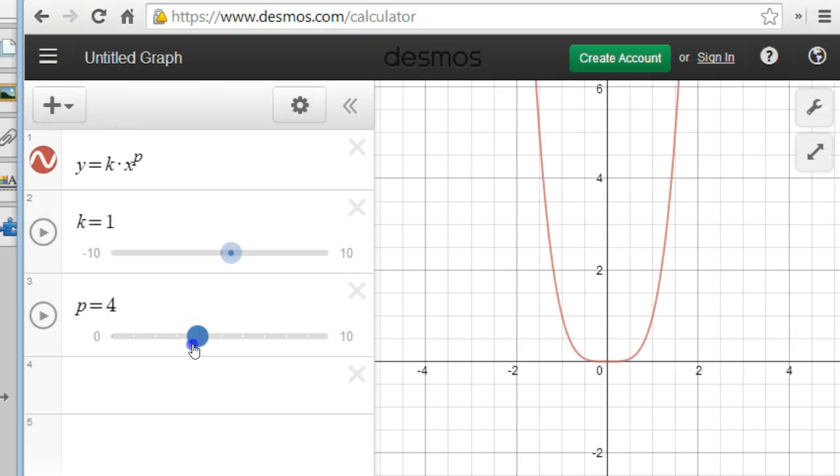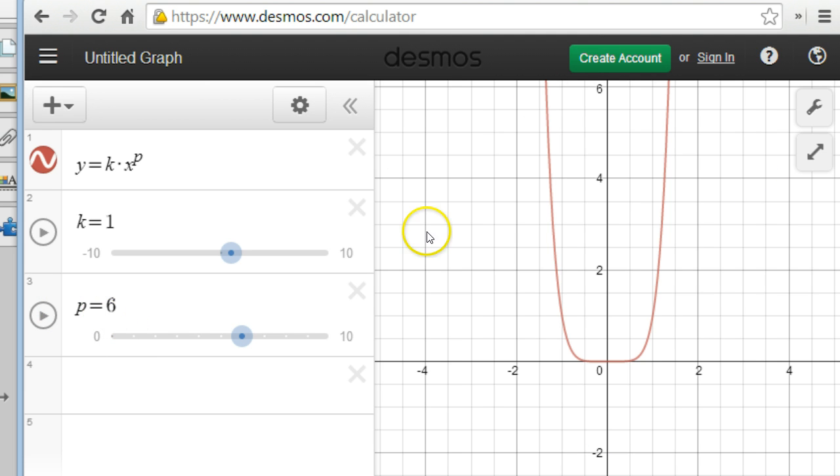So as I go to the 5th power, it looks very similar to when p was equal to 3. And that's because when p is an even power, like 2, 4, and 6, we have what looks like a parabola. And when p is an odd power, greater than 1, we have something that looks like a cubic function.